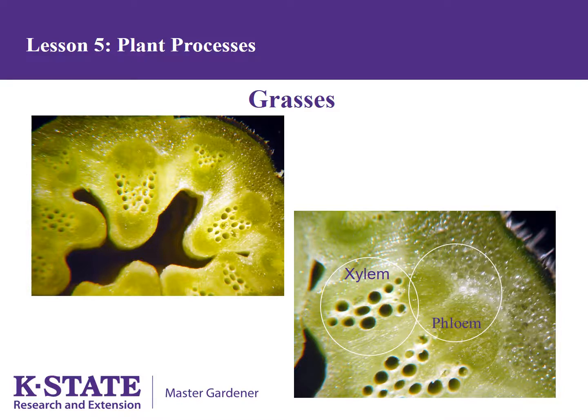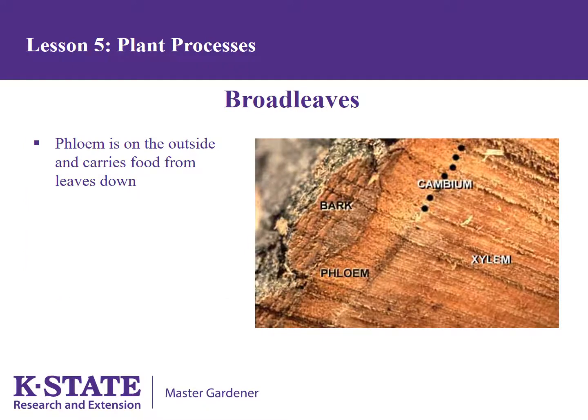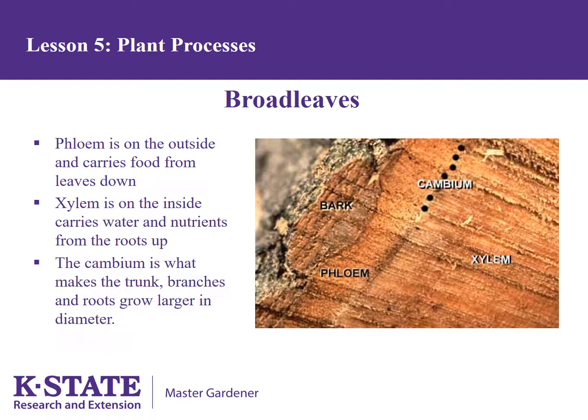This is a photo of vascular bundles in a monocot. Notice the xylem is to the inside and is made up of hollow tubes. The phloem is to the outside and is not hollow. The cambium is not identified, but is between the xylem and phloem. This is a photo of a cross-section of a tree, a dicot or broadleaf. As always, the phloem is to the outside, the xylem to the inside, and the cambium in between. The cambium is what makes the trunk, branches, and roots grow larger in diameter.